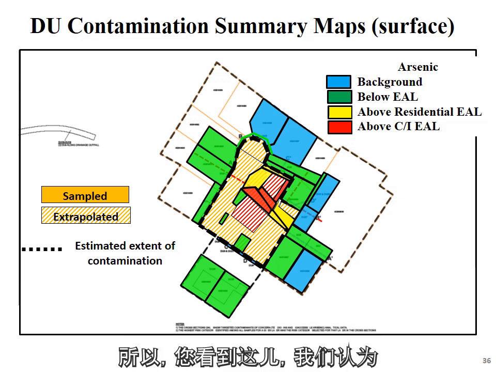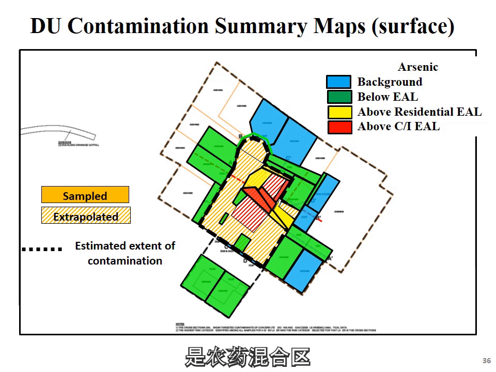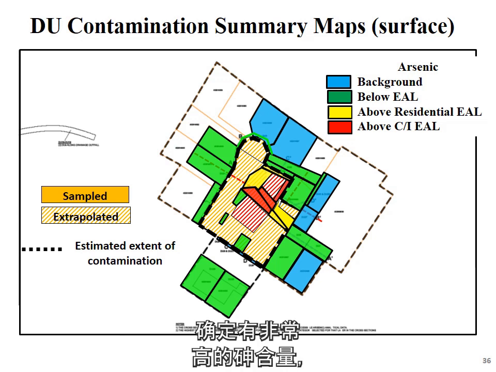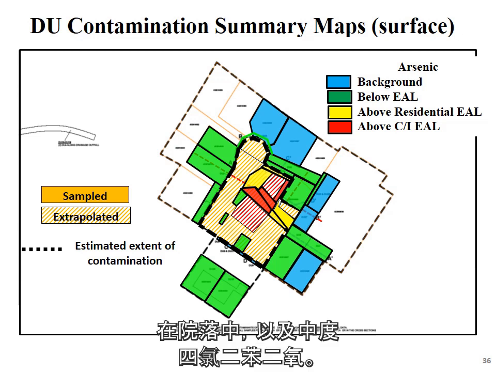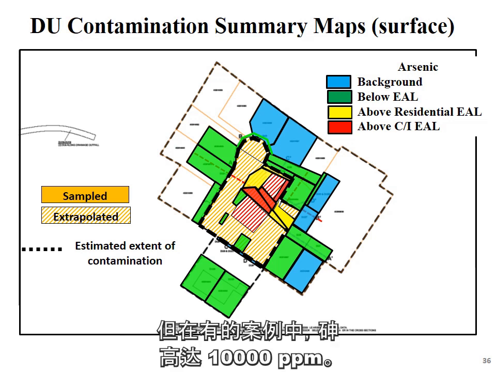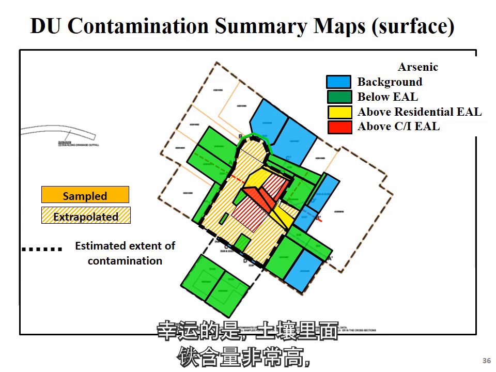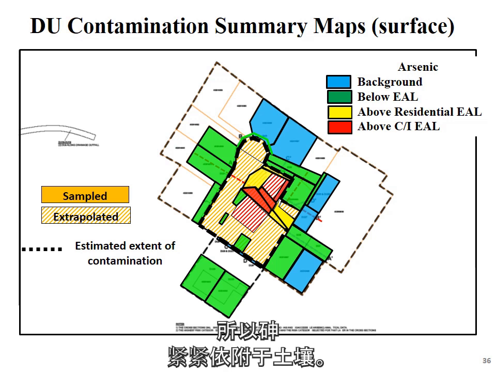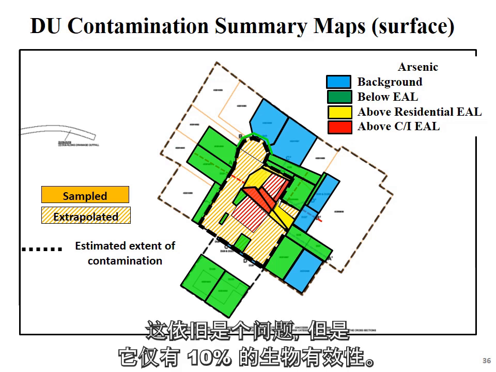So you see right where we thought the pesticide mixing area was, sure enough there's extremely high levels of arsenic in the yard and moderate levels of dioxins. Main problem is arsenic. I don't think we show all the DUs here, but arsenic in some cases is up to 10,000 ppm. Luckily the soil here is very high in iron, so the arsenic was tightly bound to the soil. And it's still a problem, but it's only 10% bioavailable.